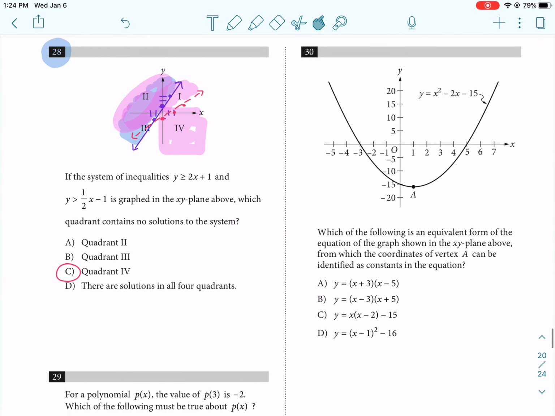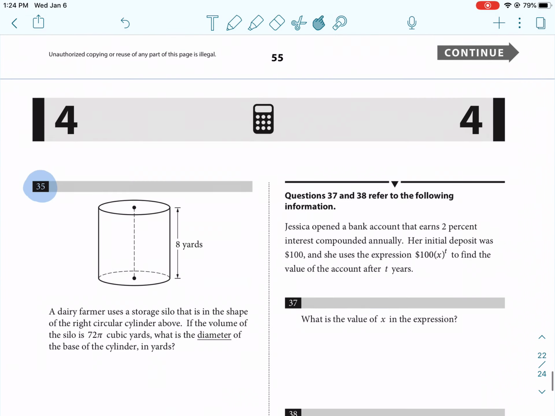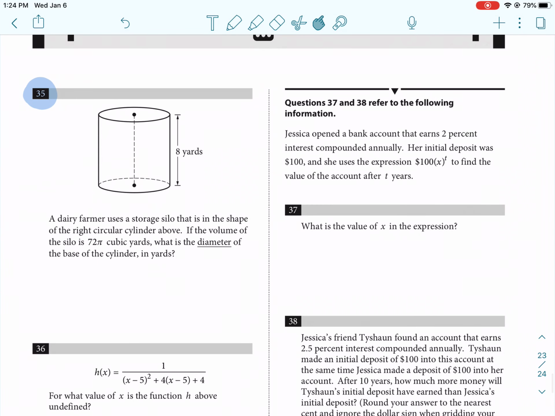We're almost done here. There's maybe one more. Yep, 35. Here I have a silo, and it gives us the volume. The volume of the silo is 72 pi cubic yards. It wants to know the diameter.